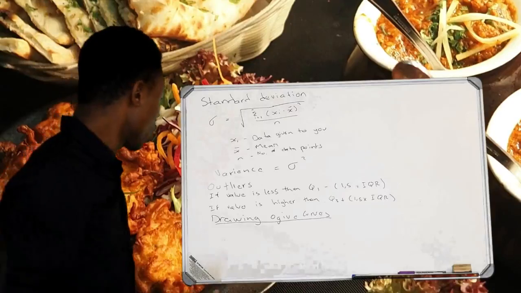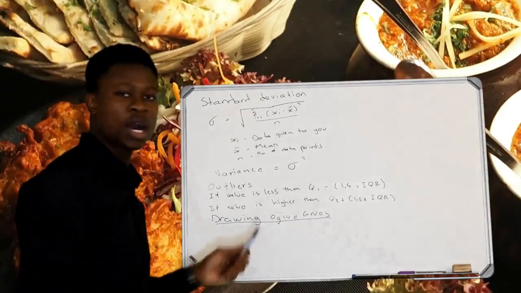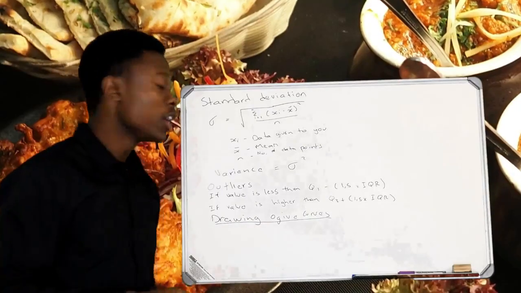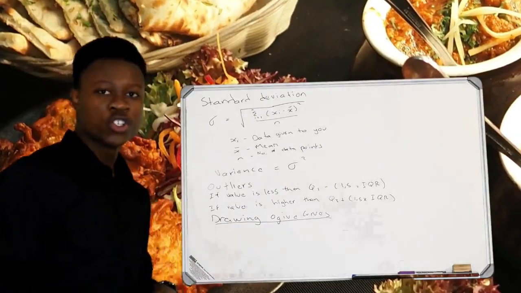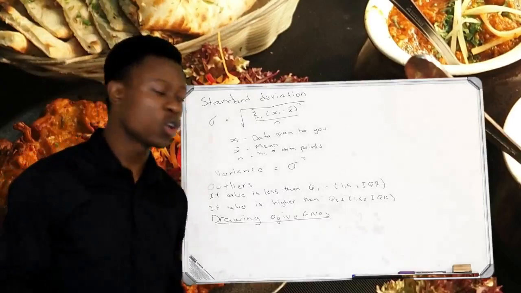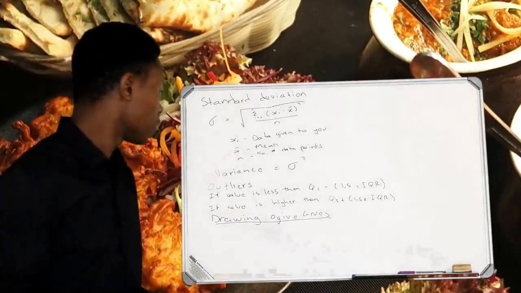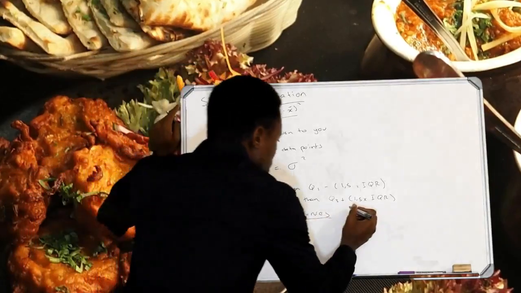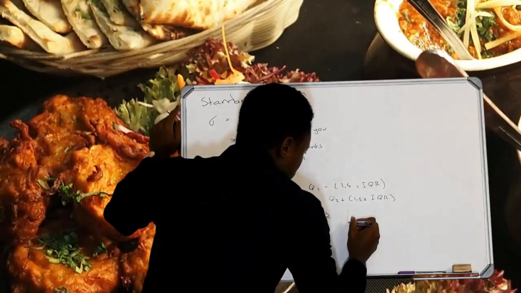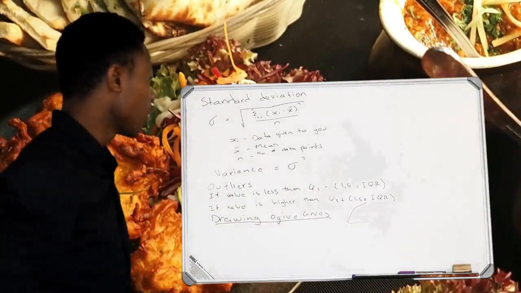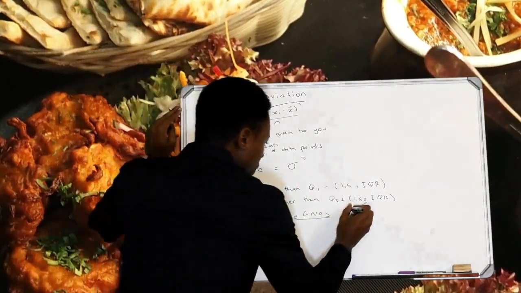Okay, one thing to note, right? There's also drawing ogive curves. You have to know how to draw ogive curves or interpret them, because most of the time they ask you to interpret what an ogive curve looks like. So normally this is what it looks like. It might be something like that, right? That's a basic look at what an ogive curve is.